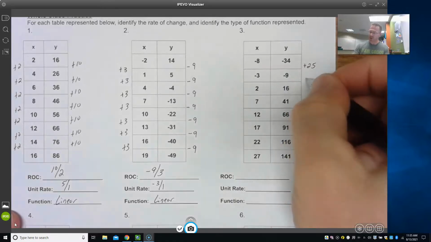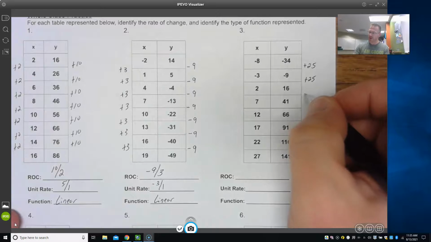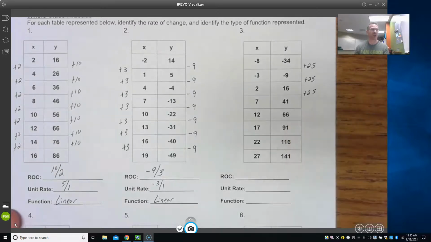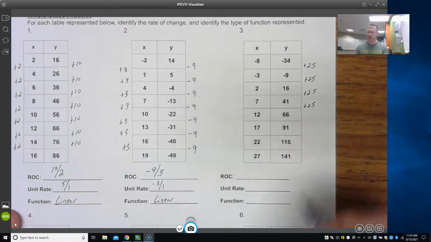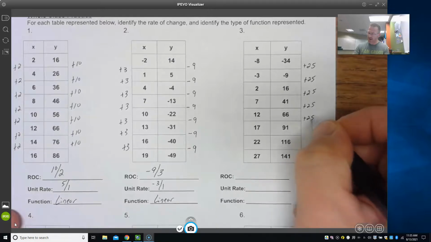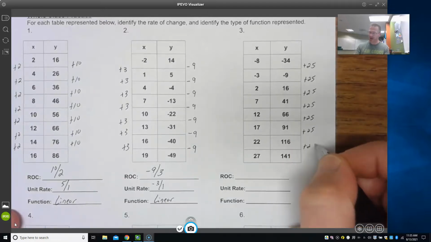Negative 9 to 16, we go up 25 again. 16 to 41, we go up 25. 41 to 66, we go up 25. And we go up 25 again, and then up 25 and then up 25.